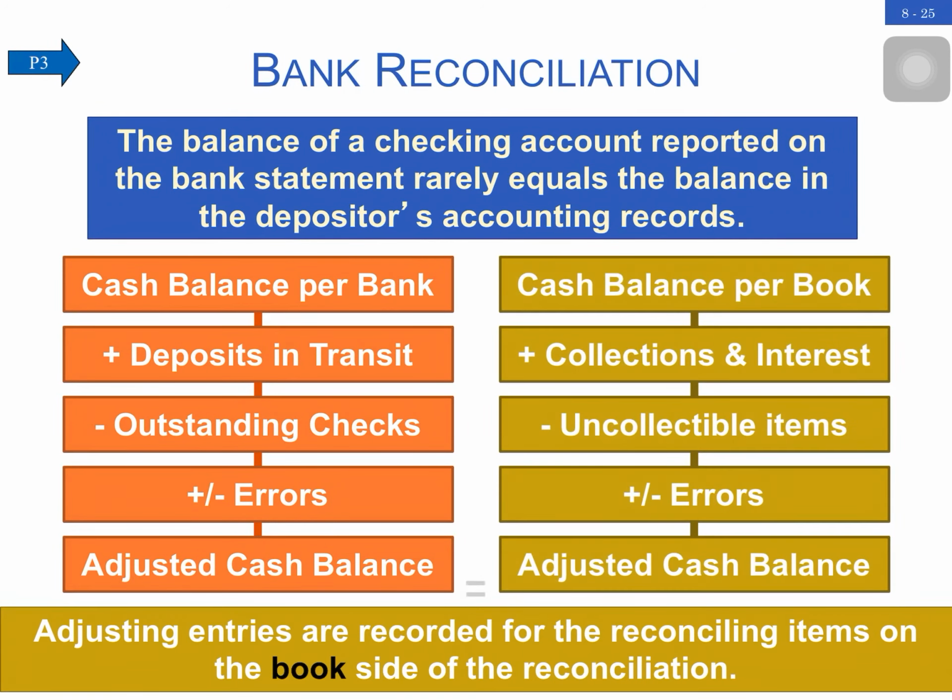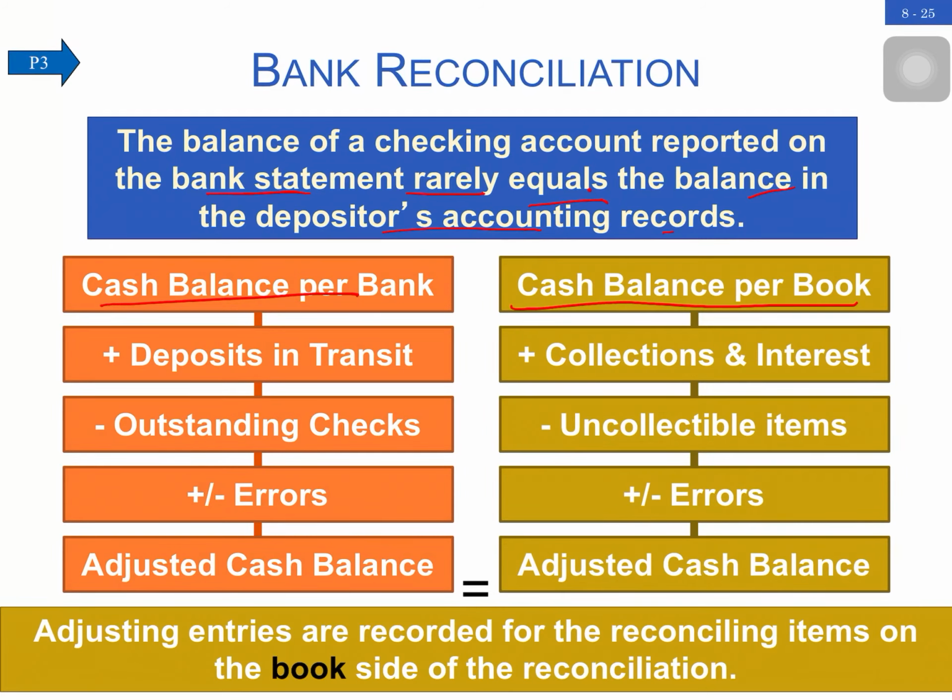The balance of a checking account reported on the bank statement rarely equals the balance in the depositor's accounting records. So the balance of your money in the bank statement rarely equals, usually is not the same as, the balance in the depositor's accounting records. So we have cash balance per bank and cash balance per book.